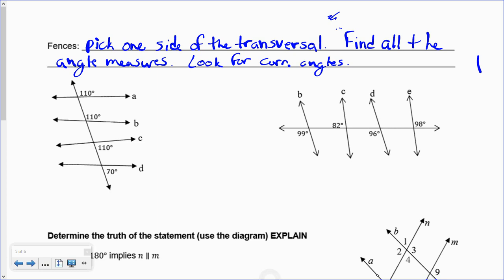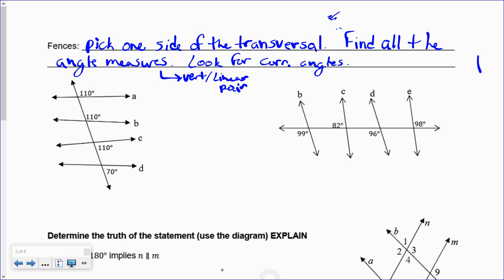Alright. So this is what I mean. You are going to pick your favorite side of the transversal. In this example, which do you think would be the better side? The right side, which has all the information on it. You are going to find all the angle measures using only vertical or linear pairs. Go ahead and write that down, please. You're going to fill in all the angles that are missing using either vertical or linear pairs, depending on what situation you're working with.